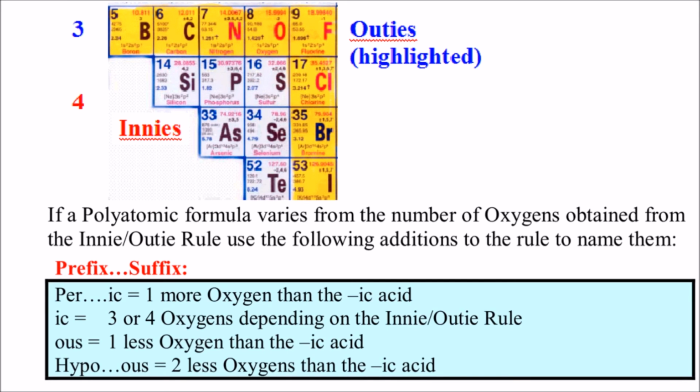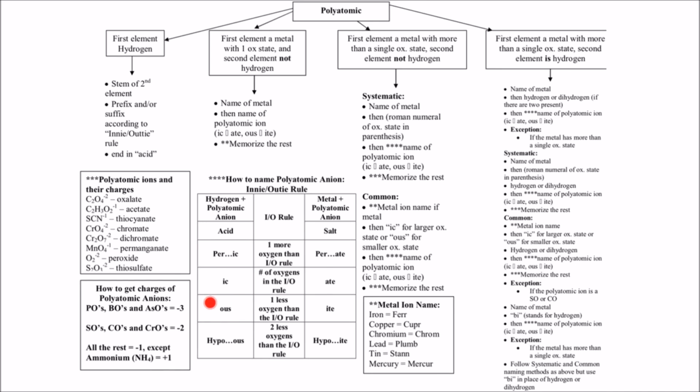Sulfur is an "any" and is supposed to have 4 oxygens to end with ic acid. Here's that OUS ending, and it says there's 1 less oxygen than the any-outie rule calls for. So instead of 4 oxygens, we're going to have 3.